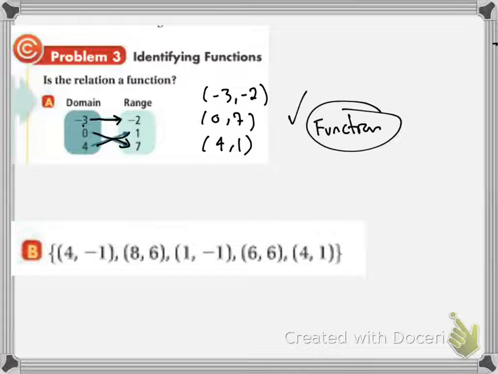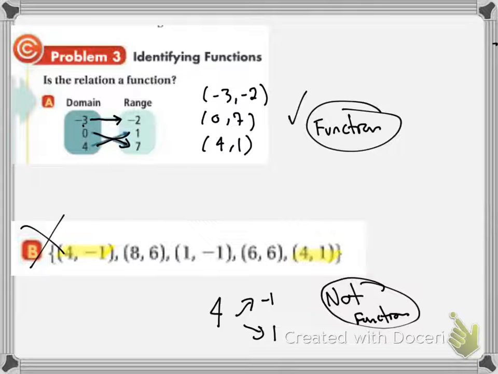On the other hand, if we want to look at problem B, here we're given a list of coordinates as our relation, and when I'm looking to check to see if it's a function, something that I'm going to notice is that we have the coordinates (4, -1) and (4, 1). In other words, we can see that the same input gives us 2 different outputs. Therefore, this would be a relation, but it's not considered a function.